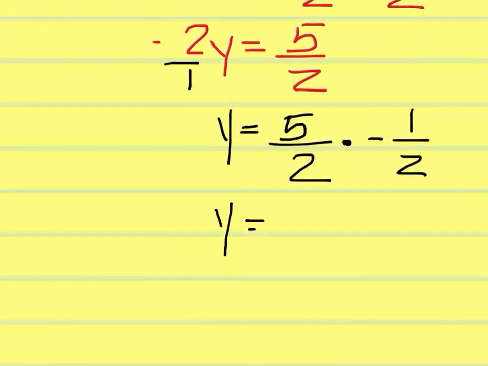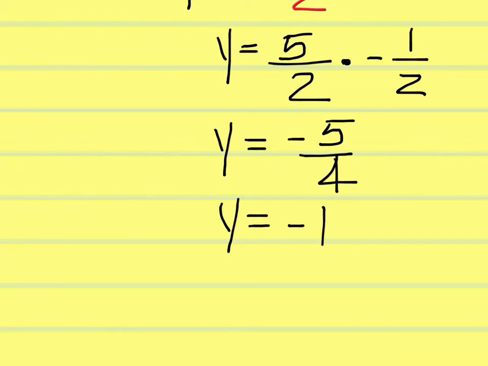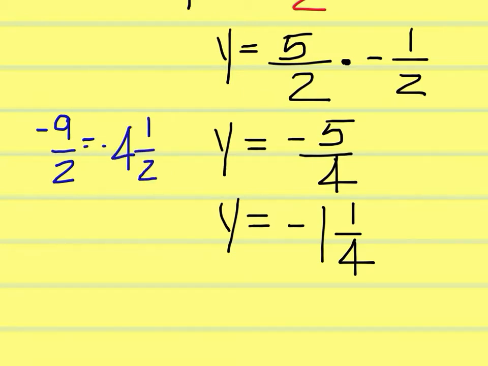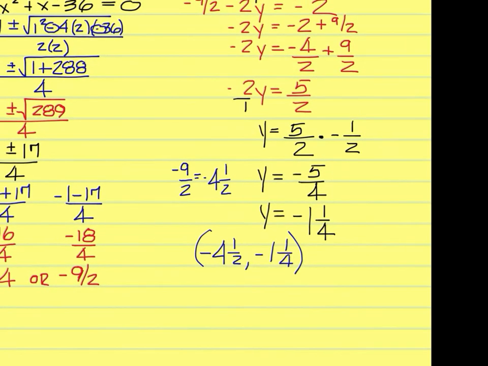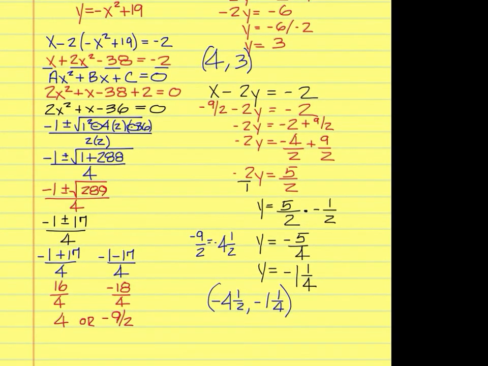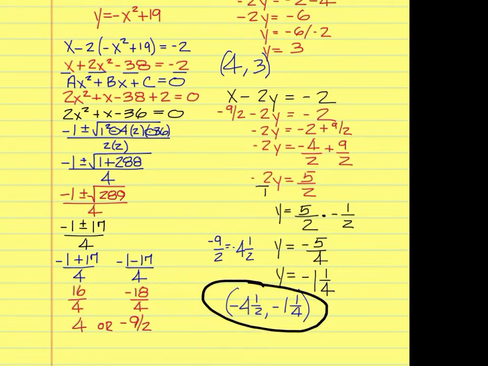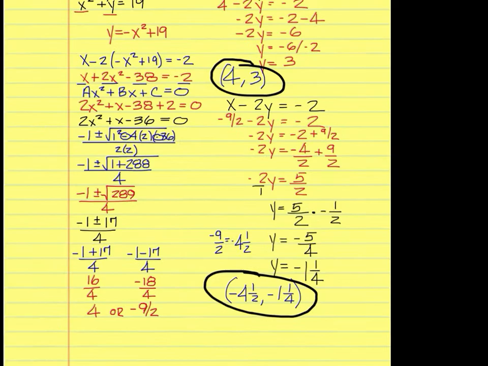So that would give you a negative 5 over 4. And you can simplify that even further to a negative 1 1/4 for your final answer. Now remember, you put in negative 9 over 2, which as a mixed number is negative 4.5. So I put in a negative 4.5 and came back with a negative 1 1/4. So these two items here, this and this, would be your solutions for that system.